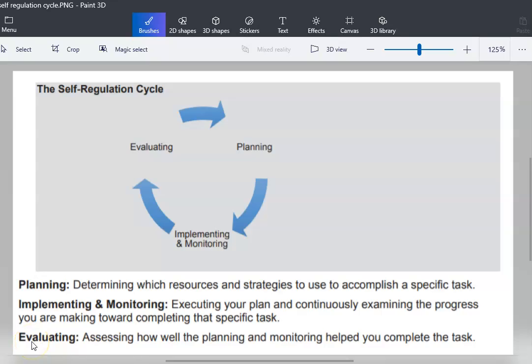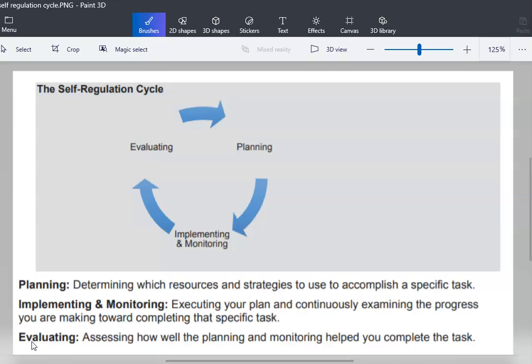Hey everybody, I wanted to do a short video and talk about self-regulation. One goal of this course is to increase your ability to learn efficiently and effectively. This means learning faster and learning smarter. It's what scientists call being a self-regulated learner.